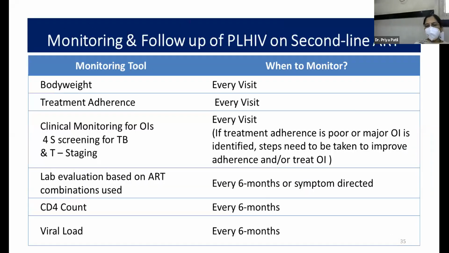Now, coming to monitoring and follow-up of PLHIV on second line. Body weight at every visit. It is important to monitor the body weight on the dolutegravir based regimen. Treatment adherence we have to do every visit, the same thing we have been monitoring. Clinical monitoring for OIs, 4S screening for TB and TB staging every visit. If treatment adherence is poor or major OIs are identified, steps need to be taken to improve that. Lab evaluation based on ART combinations used, every 6 months or symptom directed. CD4 count every 6 months and viral load every 6 months.